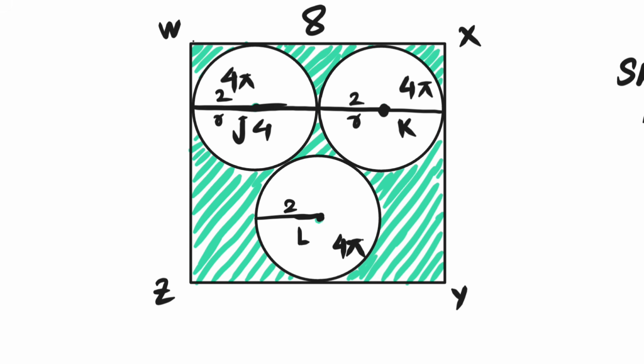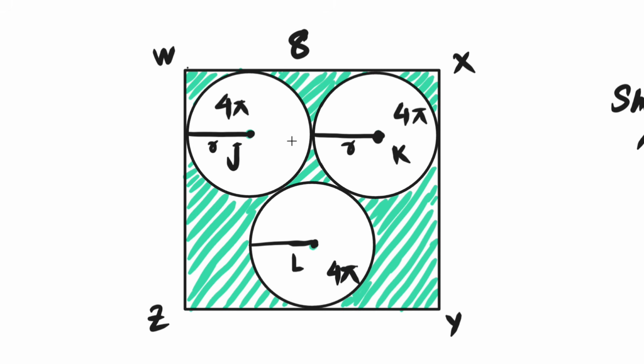Now we need to determine its height, and this is where the geometry becomes interesting. Let's focus on the centers of the three circles. Call the centers J, K, and L, where J and K are the centers of the two upper circles, and L is the center of the lower circle. Because the two upper circles touch each other, the distance between their centers is equal to the sum of their radii. Each radius is 2, so JK equals 2 plus 2, which is 4 units.